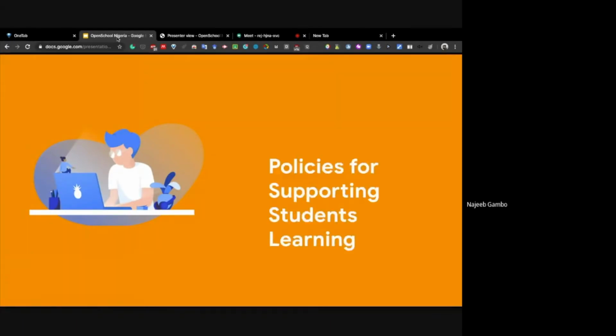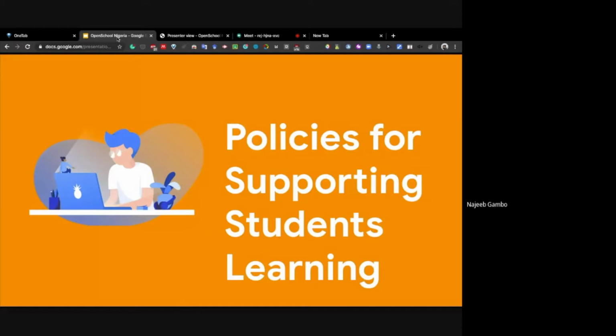One of the first roles we are going to look at has to do with the policies for supporting student learning. I learned that many states and some of the private schools had initiated that they need to do something because of this issue of COVID. But the problem is, do we have policies for supporting student learning? It is just not for us to start something that we do not have the policies for.